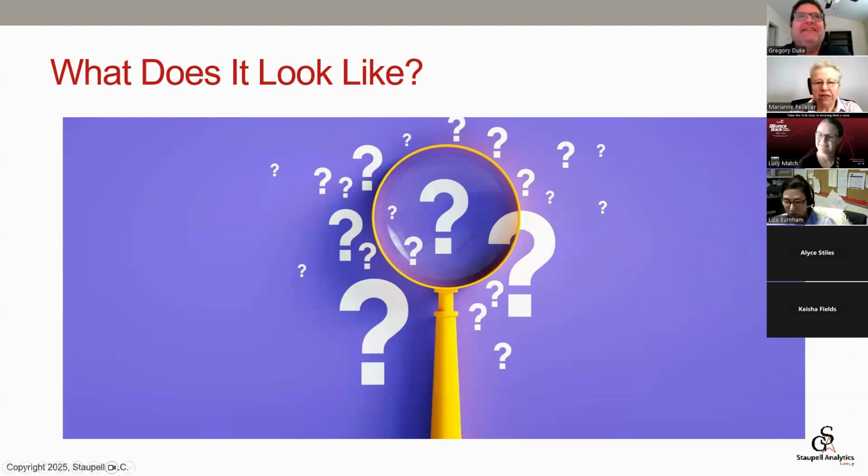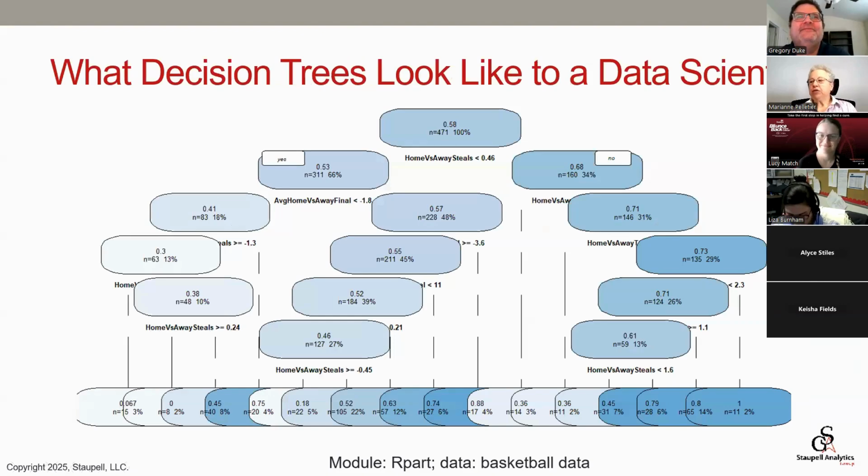I forget his name and I forget the name of his book. Okay. So this is what a decision tree looks like to a data scientist. All right. So this is basketball data. This is how I was practicing for the online course that I'm going to try to advertise to you at the end of this presentation.